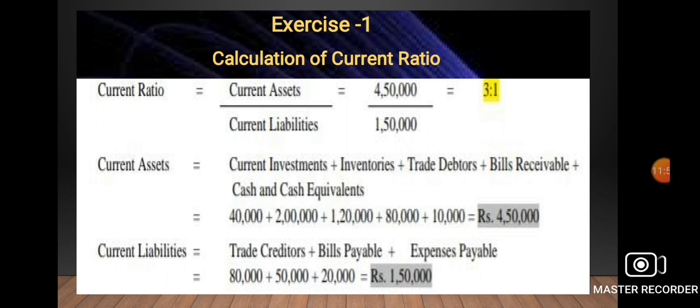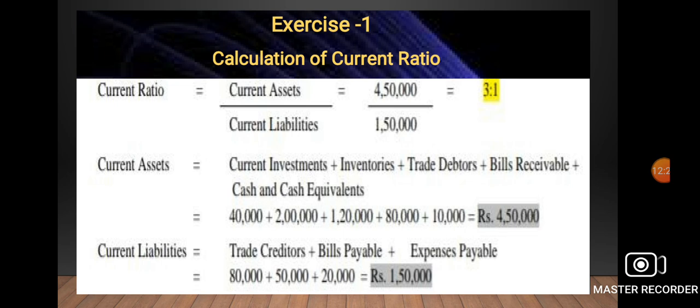Liquidity ratio. Calculate the current ratio from the following information. Current investment, inventories means stock in trade, trade debtors, bills receivable, cash and cash equivalents. Then fixed assets, trade creditors, bills payable, expenses payable, the non-current liabilities. So all the current items are given. So with the help of the information, find out the current ratio. What is the formula of current ratio? Current assets divided by current liabilities.